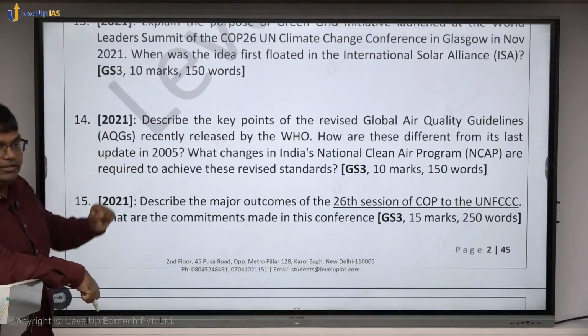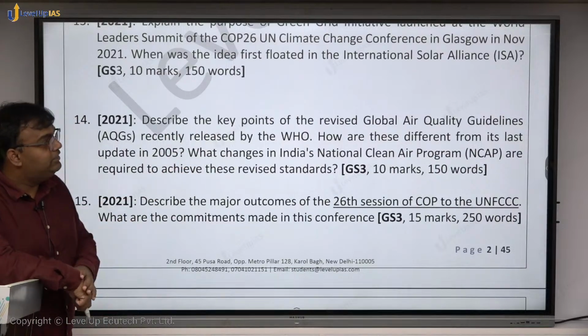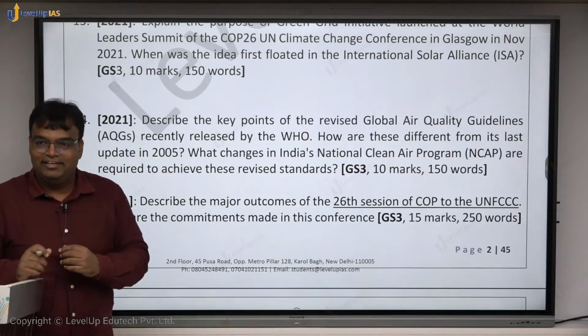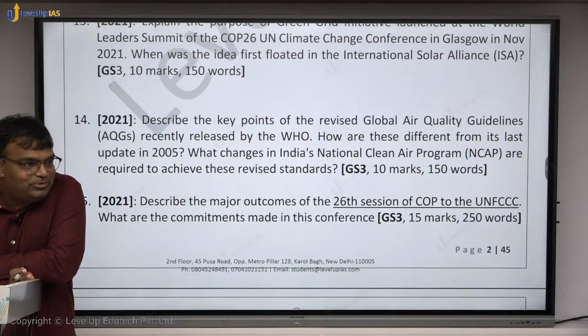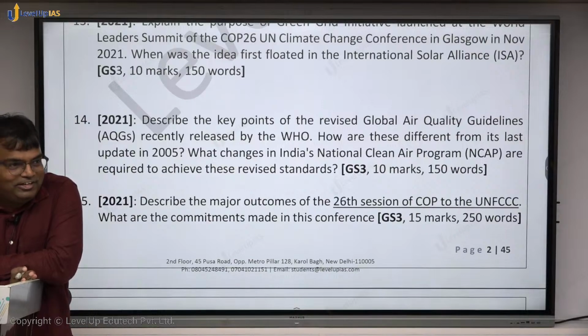Now, another factual thing. Describe the key points of the revised global air quality guidelines. Air quality guidelines WHO ने रिवाइज किए थे कब? September 2021 में. And your mains was where? January 2022. Within 3-4 months, उसको उन्होंने पूछ लिया. This fact, तो देखो, what are the facts that we have to study? PYQs will tell us that. We do not have to remember every fact for examination, but some things which are happening in these 3-4 months, usme they may go into details.